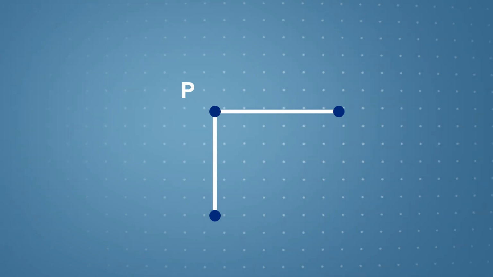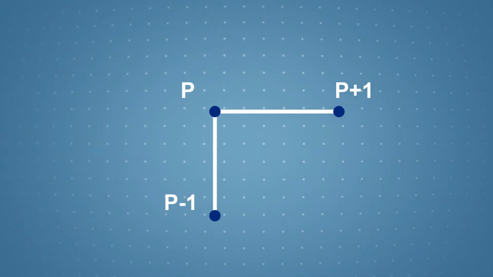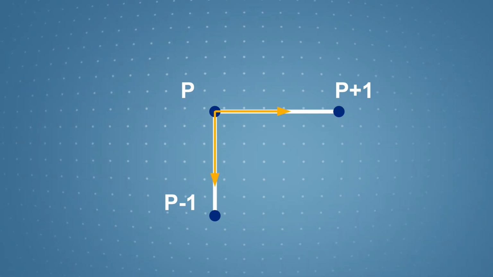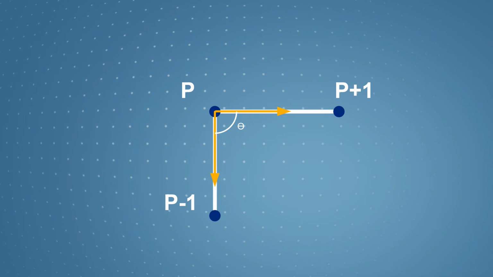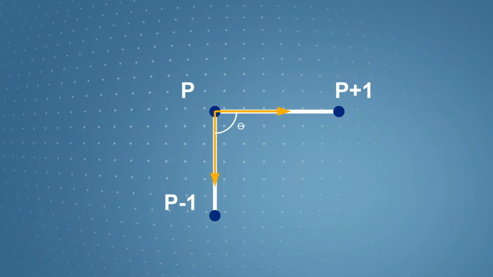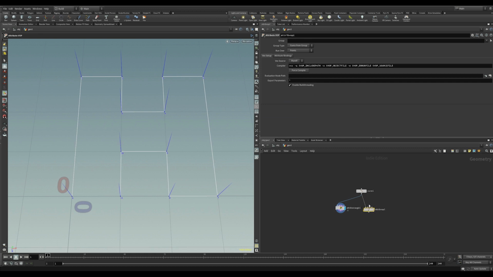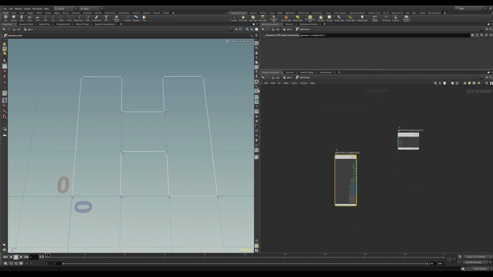Get a point P, find the next one, it'll be P plus 1, and the one before, P minus 1. Subtracting that position, we get a vector between them. Apply a dot product, and we find the angle. Now we can use half of this angle and place our normal there. So let's use a VEX attribute. And I mean, let's make it bigger. We're going to spend a good time here.